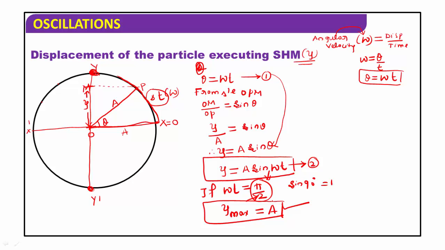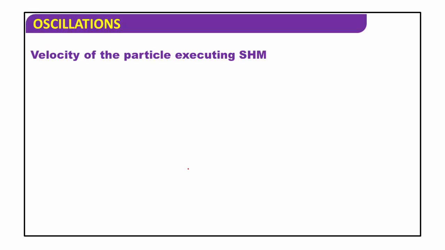For the displacement of the particle executing simple harmonic motion, you get this equation. This is a very important formula: y equals A sin omega t, which is maximum at 90 degrees or at an angle pi by 2. Using this equation, the displacement of the particle, we can find the velocity of the particle executing simple harmonic motion.